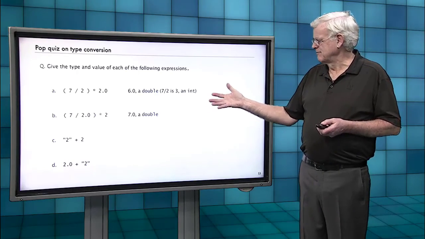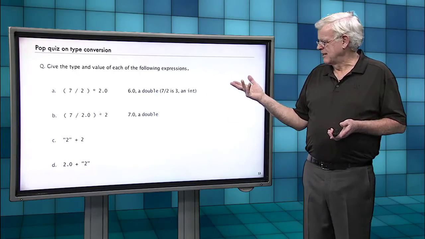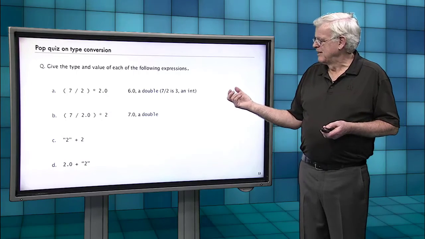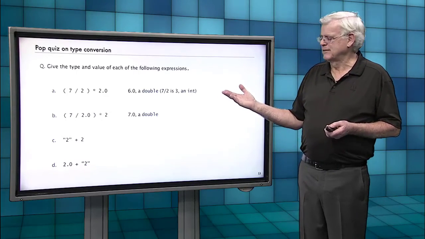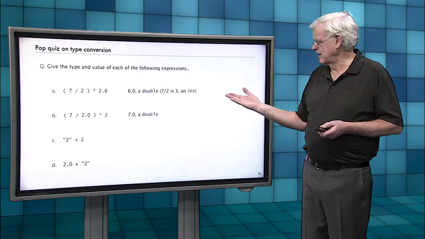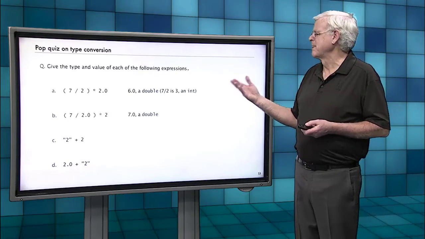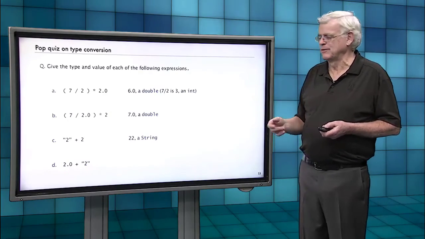It also gets a little confusing with strings. So the string 2 plus 2, well, Java automatically converts the right-hand argument, which is a 2, to a string, and so you get 22 and the result's a string.